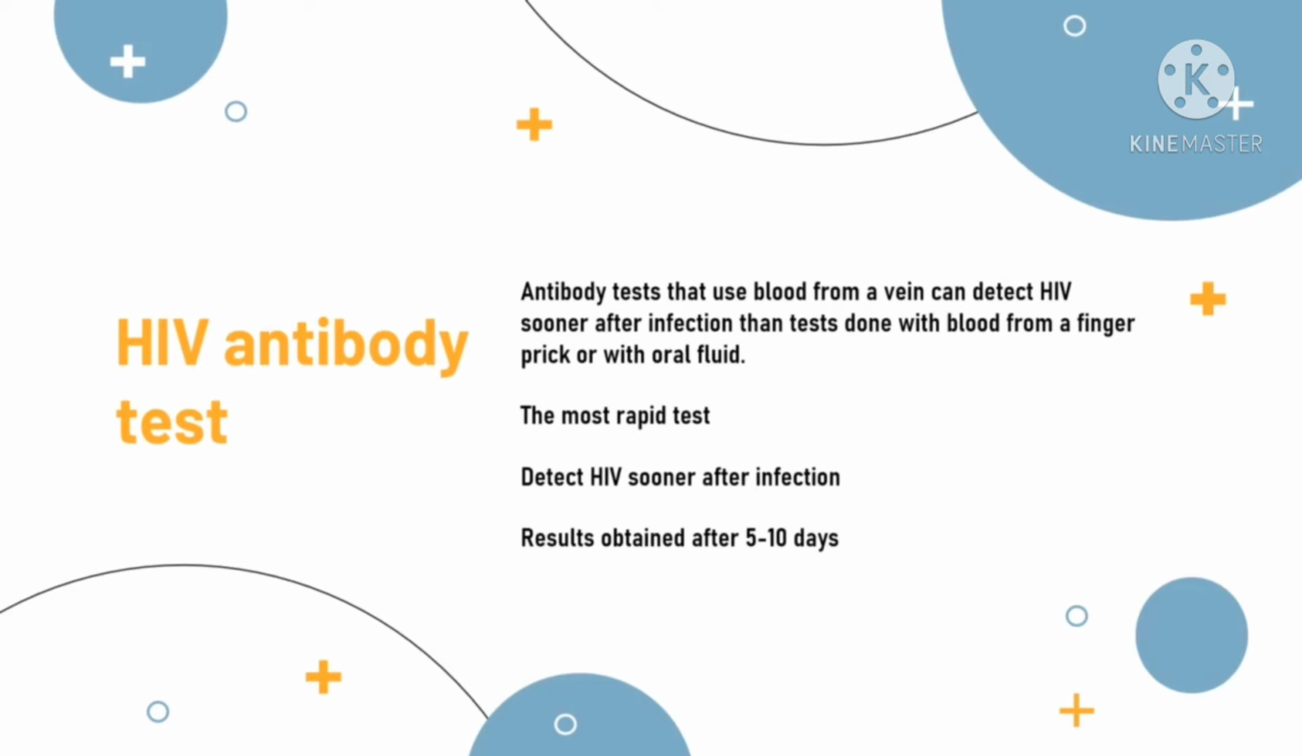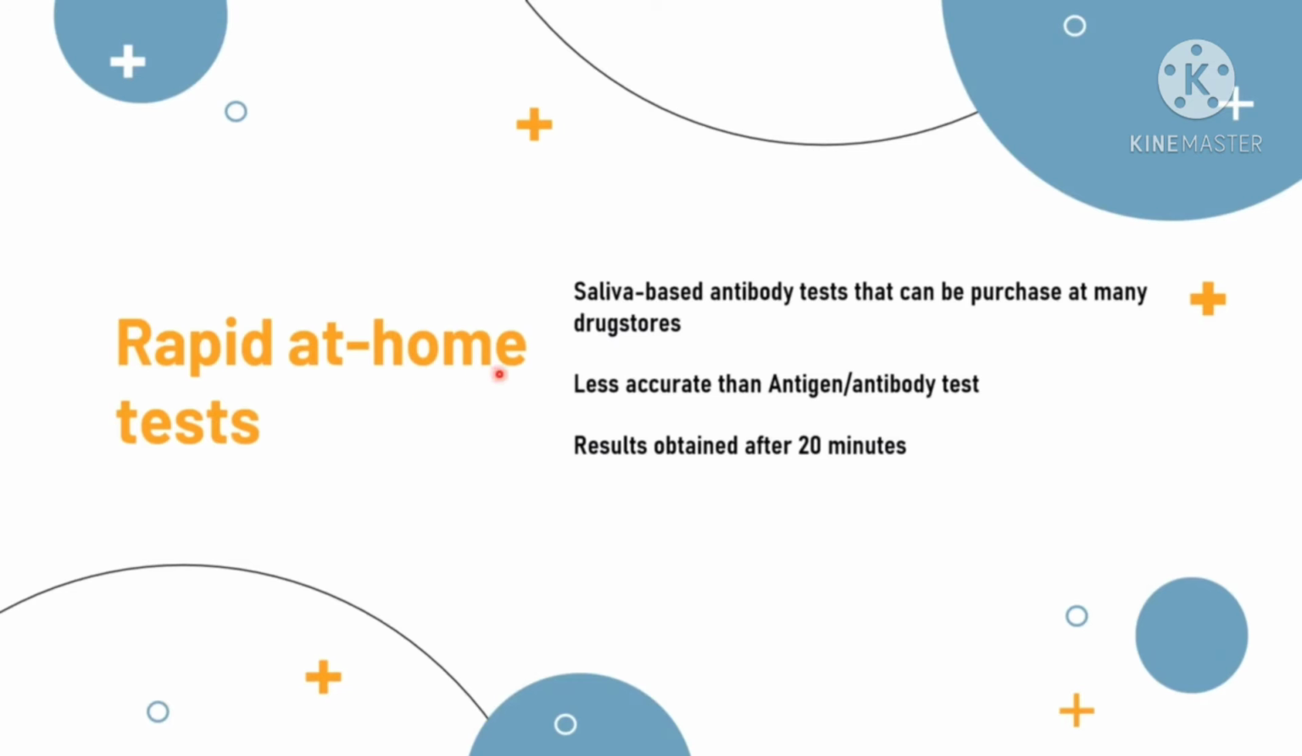HIV antibody test. It also uses blood from a vein to detect HIV soon after infection. It is the most rapid test. It detects HIV sooner after infection, and the result is obtained in 5 to 10 days. It has many ways: it can be from a fingerprint or oral fluid, but blood from a vein is sooner. Last is the rapid at-home test, a saliva-based antibody test that can be purchased at many drugstores. It is less accurate. It is the same as the antigen antibody test in that it detects the antibody, but it is less accurate, and the result is obtained within 20 minutes.